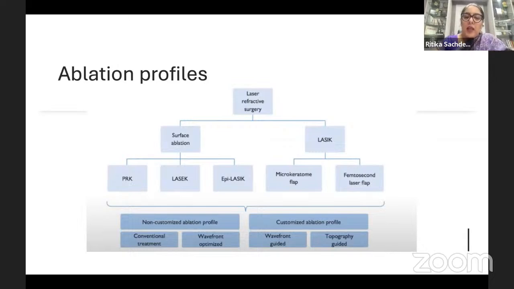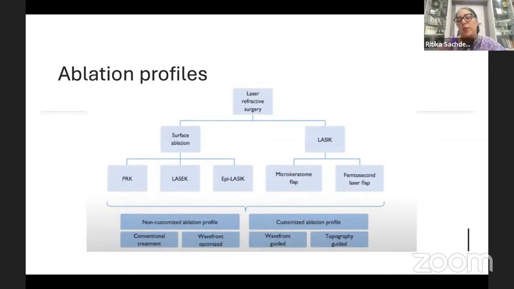Now, there are certain cases where the intrinsic aberrations are higher, which we depict as RMS. Remember, RMS was a cumulative magnitude of the higher order aberrations. So if the RMS value is more than 0.35, or some people take 0.4 microns, then only does wavefront guided possibly have a slightly significant improvement in quality of vision over wavefront optimized. But if the existing RMS HOAs are less than 0.3, then wavefront optimized is good enough.